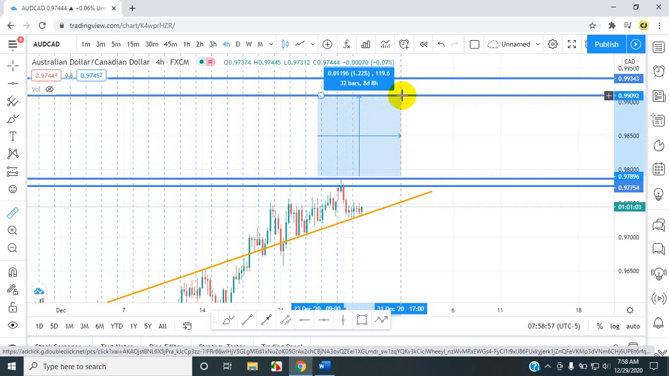So this is an amazing trade, everyone. This is 119 pips. It could take a few days, it could take a few hours, it could take a few minutes. It all depends on the market. Just keep your eyes on the market at all times, or I should say when you have the time.